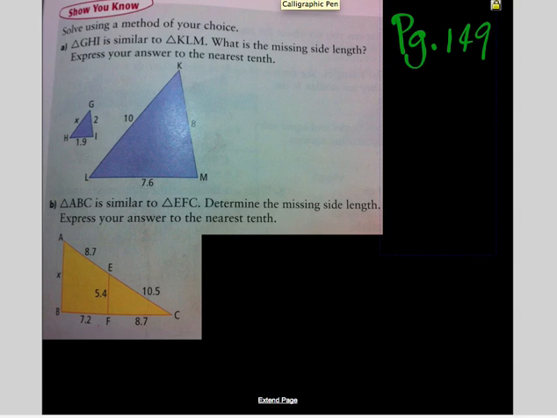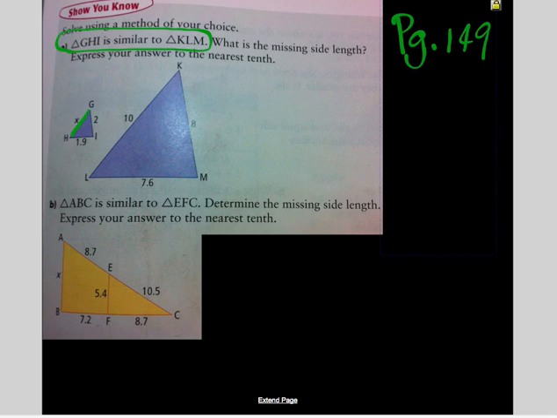All right. So solve using method of your choice. They're telling you that these two triangles, pardon me, are similar. So right away, as soon as you know something's similar, you're going to think big over little equals big over little. So what they want you to find is the missing length, which is x, to the nearest tenth. So that's one decimal place.